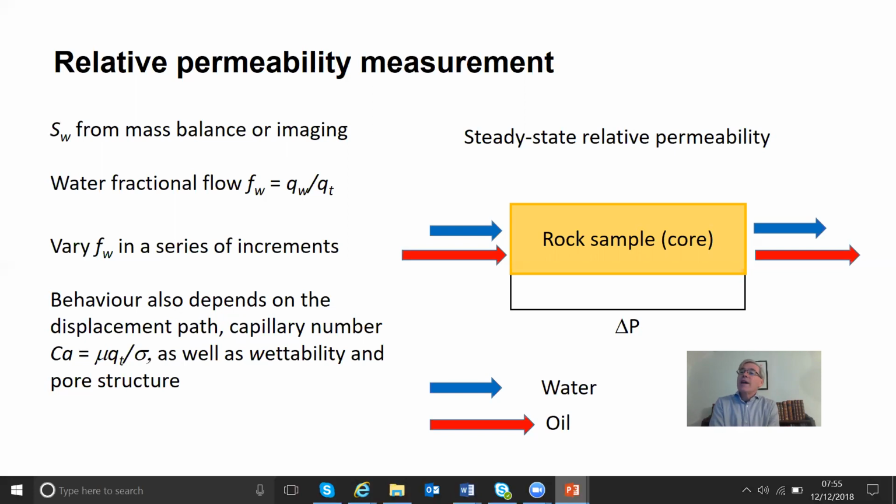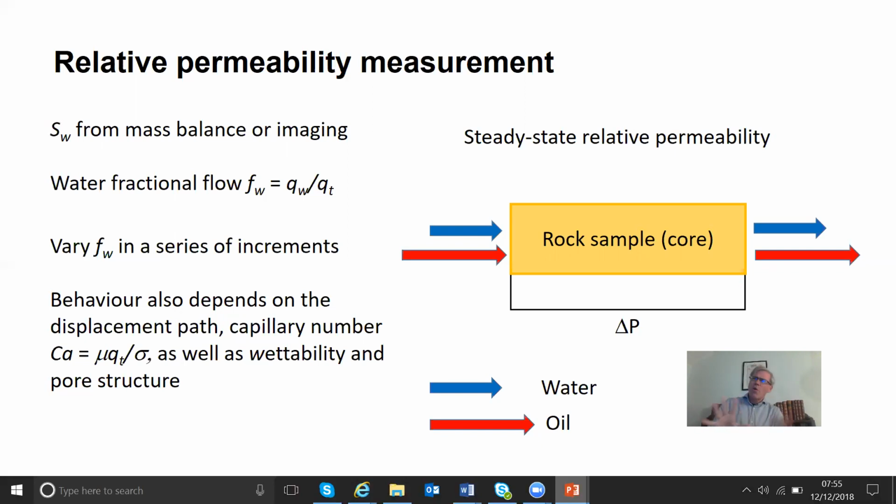And what we can do is change that in increments. So we can imagine an example where we start off just injecting oil. There may be some initial water present, but it's only oil that's flowing. And then we, in small increments, increase the amount of water, wait until we reach a steady state, do it again, do it again. Okay. And so that would represent what happens in a water flooding process where water displaces oil.